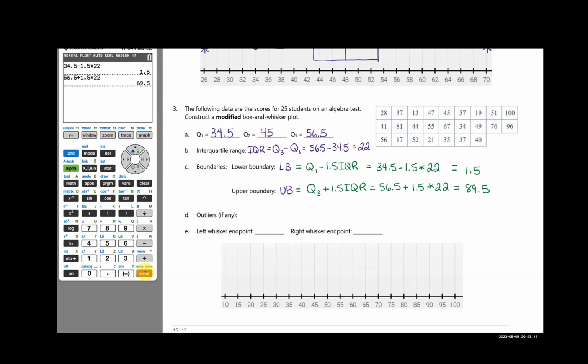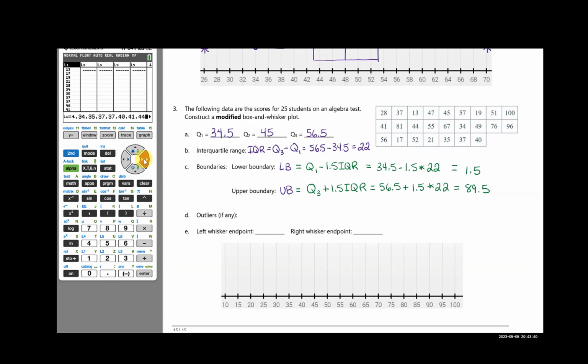All right, so then I'm going to go back to my sorted list. So I'm going to go back to stat edit. And I'm looking for any numbers that are below the lower boundary. But let me go to the top here, L1, just hitting enter. You can see the bottom. The smallest number is 13. So there are no numbers below 1.5. So nothing on the lower end that would be called an outlier.